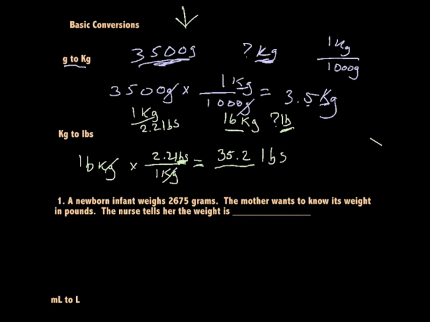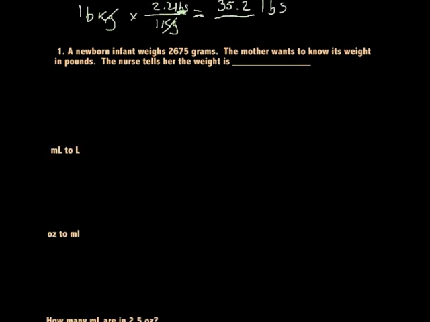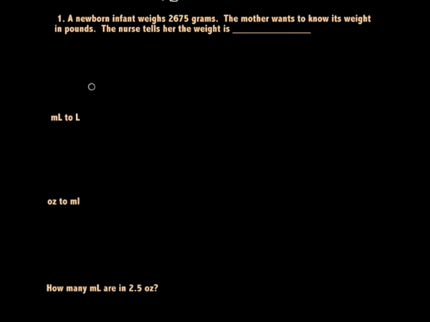Let's switch to one that's maybe a little bit more complicated. So here we have a word problem. Everybody loves word problems, I know. This one says, a newborn infant weighs 2,675 grams. The mother wants to know what its weight is in pounds. The nurse tells her that the weight is blank.